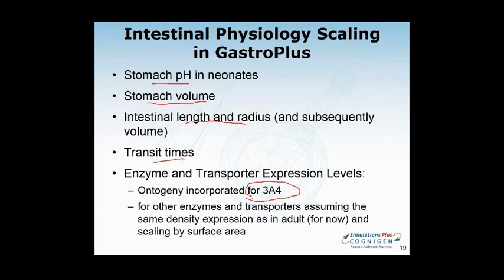But for now, we at least can modify the expression levels per intestinal compartment simply by the surface area, assuming that the density per centimeter squared is the same as in adults. We can at least scale it by the tissue size, even though very likely, especially in the very young neonates and infants, the functional ontogeny is going to be different, and even the density of the expression is not going to be the same as in adults, but that's the information we have for now.